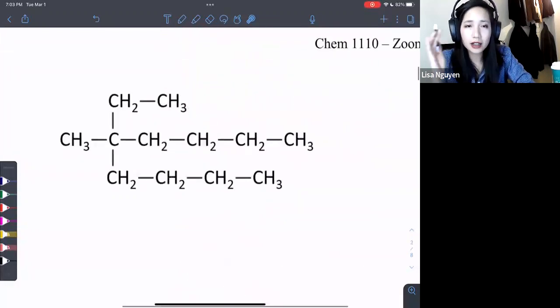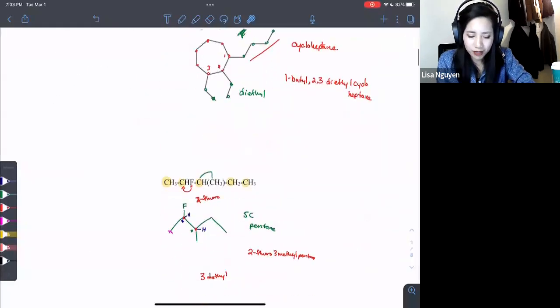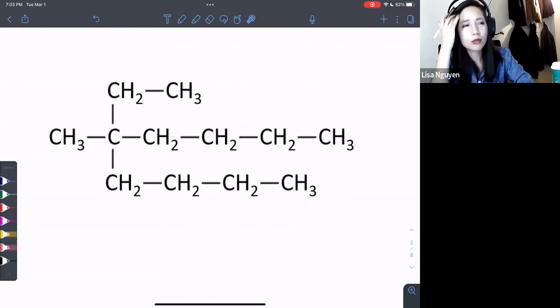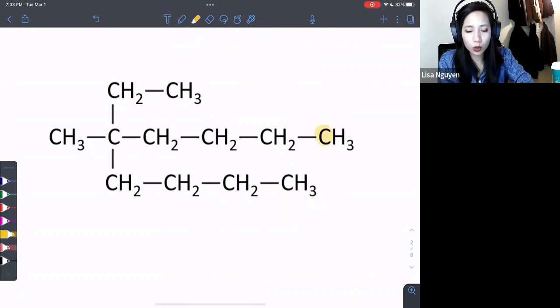Okay, so this one, let's see if we can find the longest chain again. Not always the direct path. It's really easy to say, yeah, 1, 2, 3, 4, 5, 6 carbons, this is hexane. If you downloaded an old version of the key, I actually had this one wrong. Sorry. So make sure you get the updated key. The longest path, putting your pencil through as many carbons as possible without lifting your pencil, is actually this way: 1, 2, 3, 4, 5, 6, 7, 8, 9. So 9 carbons right there.